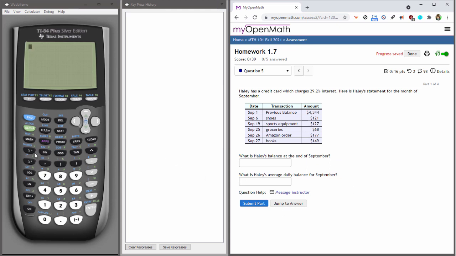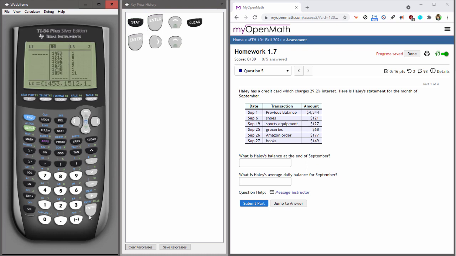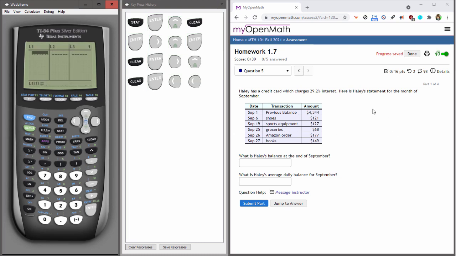So I'm going to do this using the lists on the calculator. You can also do this by hand. See the other videos that I've posted about how to calculate this by hand. So on the calculator, I'm just going to clear out my current lists, because I'm going to use these 3 lists now for this problem.